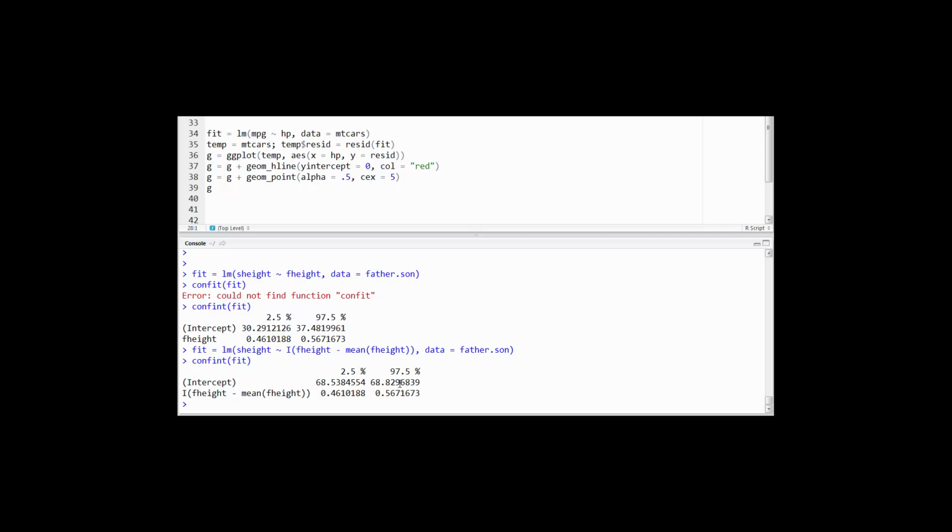That is an estimate of the predicted son's height for the average father's height, a much more meaningful prediction. I would also add that the slope has not changed at all. Notice that, for example, the confidence interval has not changed whatsoever depending on whether we centered the father's height or not. And that's simply a byproduct of the fact that if we shift around our regression variable, that does not impact the slope estimate, it only impacts the intercept.